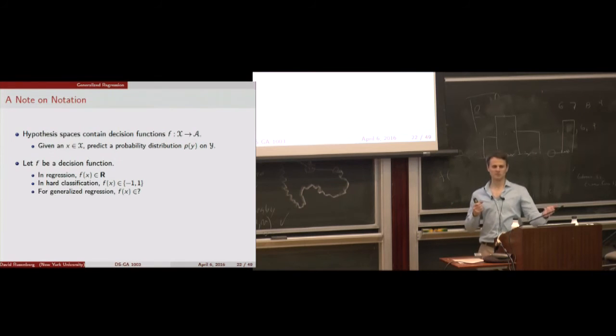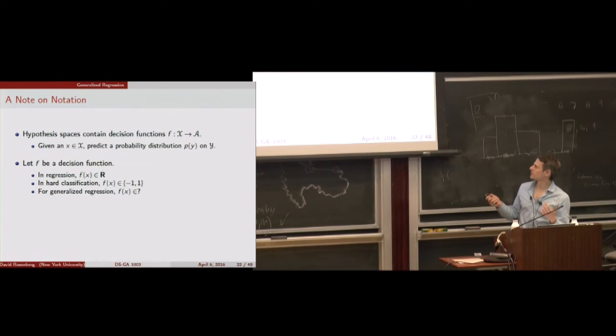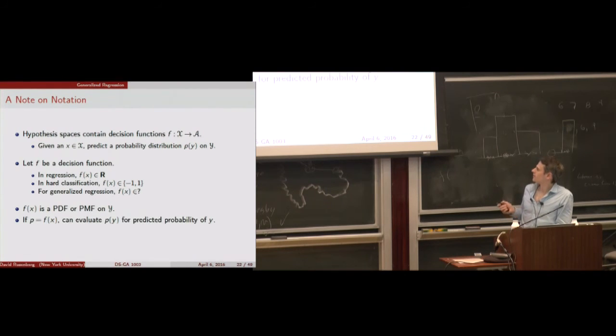This is just repeating what I said a minute ago. It's a distribution. f of x produces a distribution on y. That's what generalized regression is about. So it's a probability density function or mass function. So f of x is like a PDF or PMF. If we set p equal to f of x, then we can do things like evaluate p of y. That's a little confusing, right? It's okay, you guys can handle it. So f of x is a density or distribution that we can then evaluate on y.